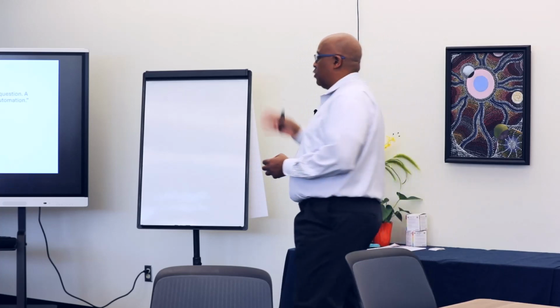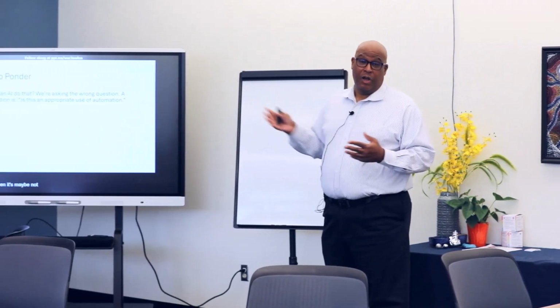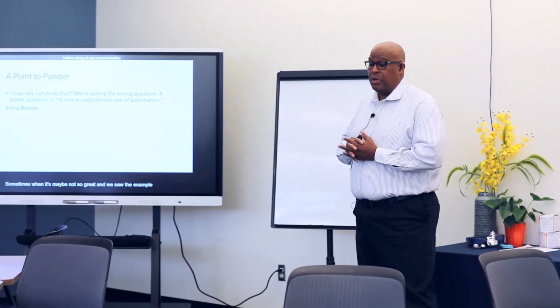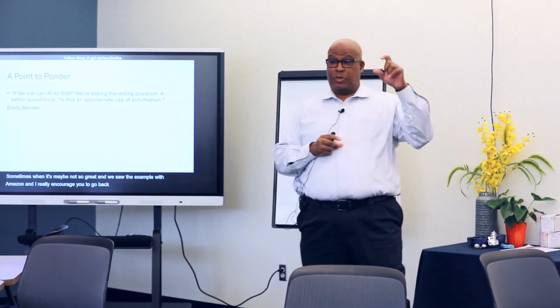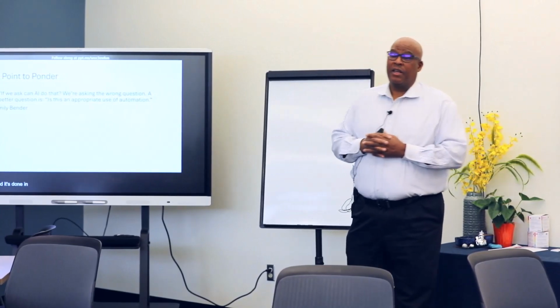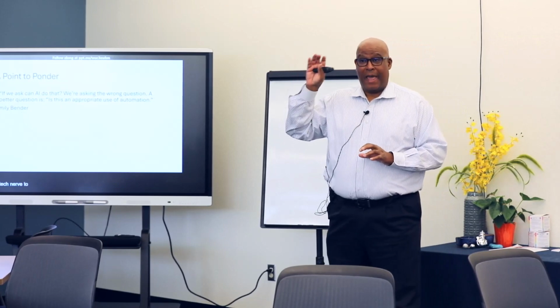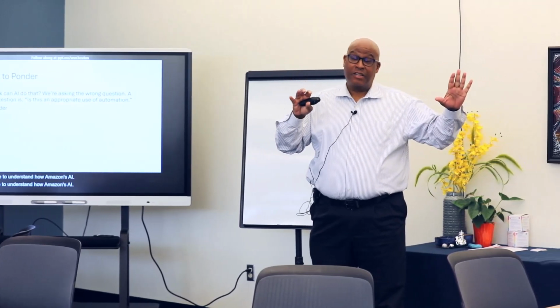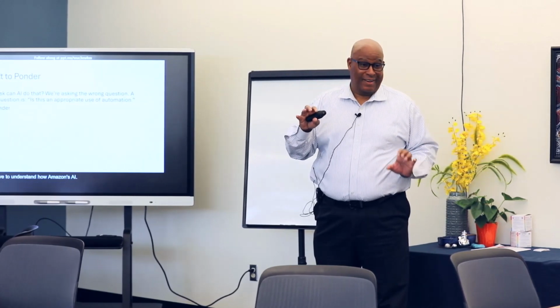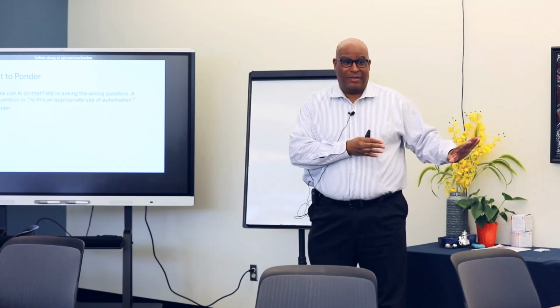And I think that's what Dr. Bender is talking about. Yeah, there are certain times where automation is a great thing and you should use it. And there's some times when it's maybe not so great. We saw the example with Amazon, and I really encourage you to go back and read that article. They'll walk you through step by step. You don't have to be a tech nerd to understand how Amazon's AI actually taught itself to discriminate better against women, right? It got better and better at it. It got to the point where it saw a women's college and immediately threw that resume out.